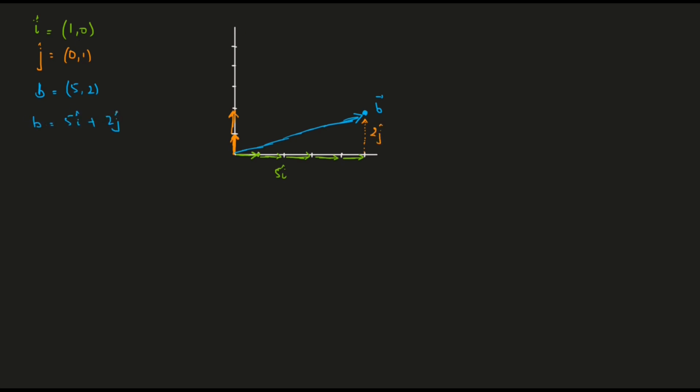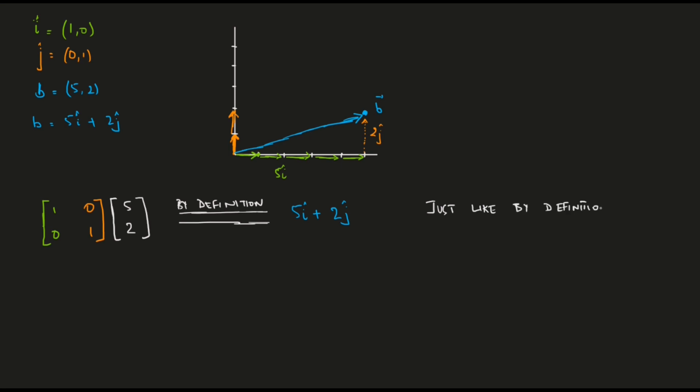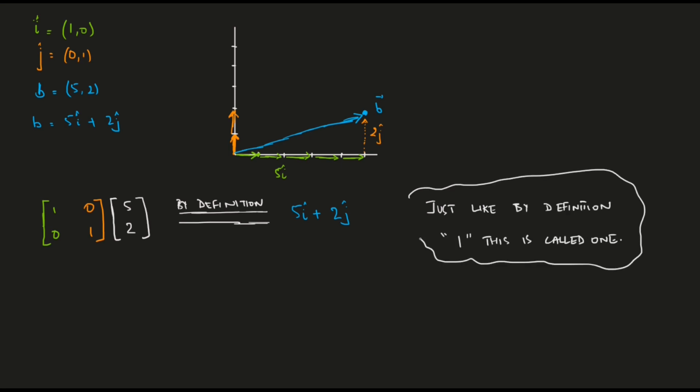What I want to do here is write b as a product of a matrix and a vector. First, let me write the two vectors side by side and then erase the brackets between them. This gives me a matrix. Then I make a vector using the coefficients in the linear combination. And now I define matrix vector multiplication in such a way that it is the same thing as 5i plus 2j. Just like by definition, this drawing is called 1. We are now going to define matrix vector multiplication so that this equality holds.